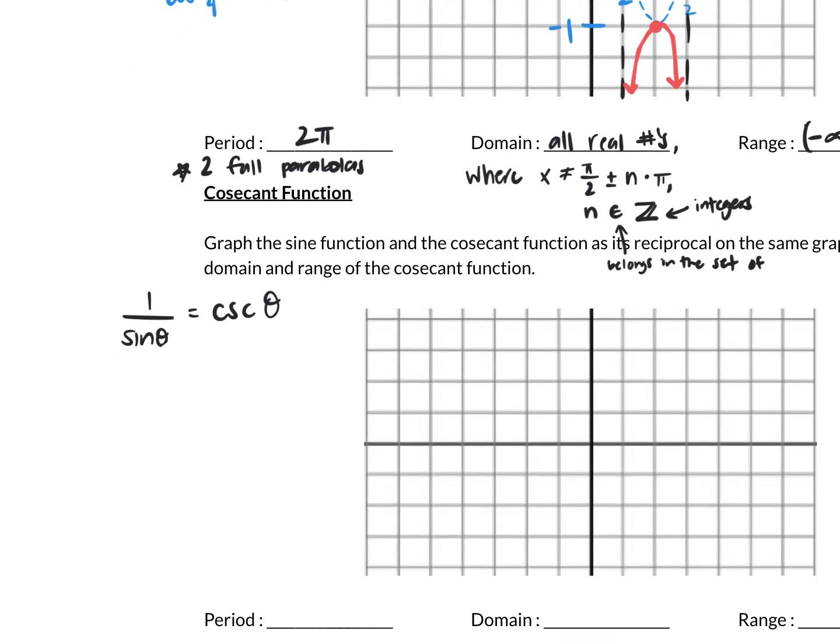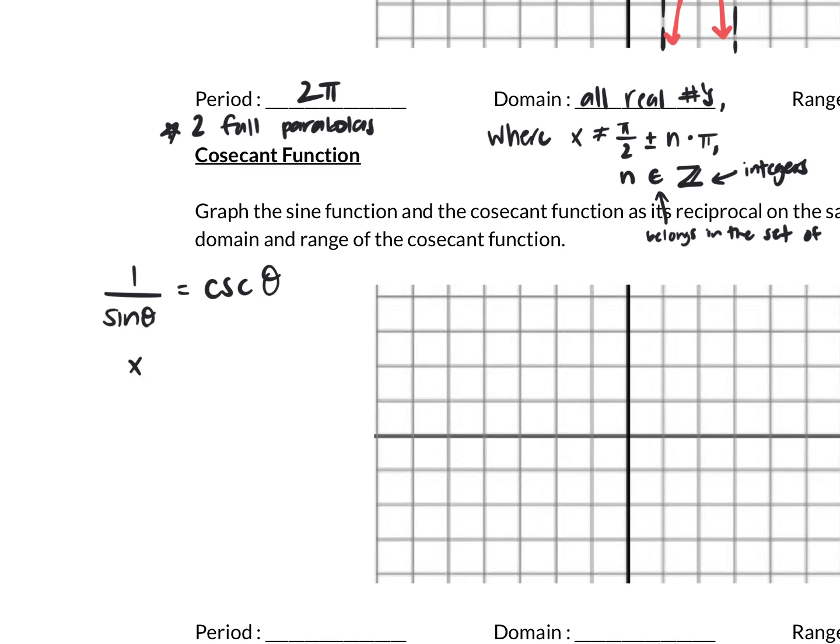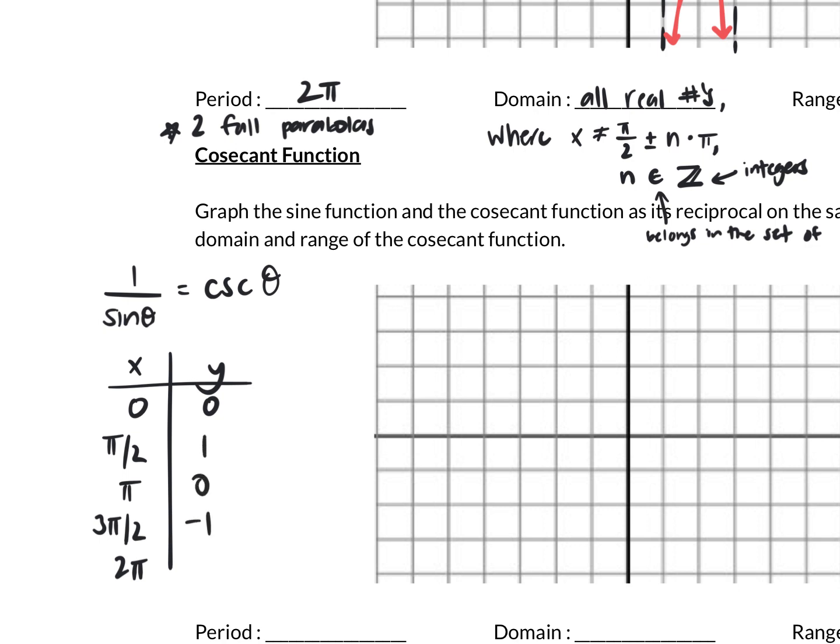So my x's for sine: 0, pi over 2, pi, 3 pi over 2, and 2 pi. And then for sine, I'm going to start at 0, up to 1, back to 0, down to negative 1, and then back up to 0.